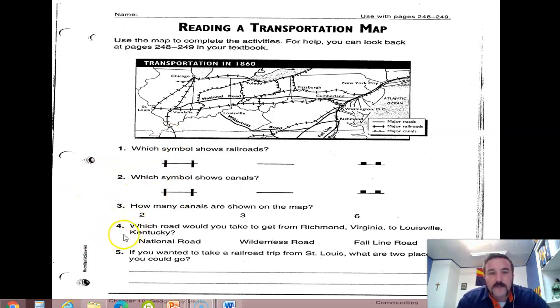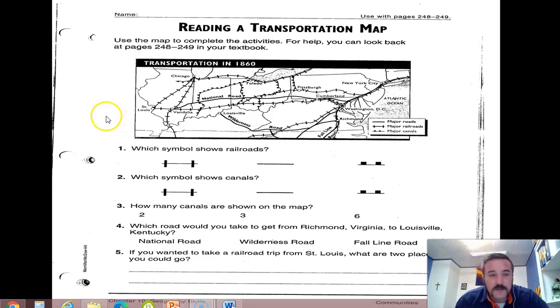Now, number four, which road, carefully read that, which road would you take to get from Richmond, Virginia to Louisville, Kentucky? Not railroad, not canal. Which road gets you there? Now, number five, if you wanted to take a railroad trip from St. Louis, what are two places you could go? Again, here's St. Louis. You can only take a railroad trip. What cities can you get to from the railroad?